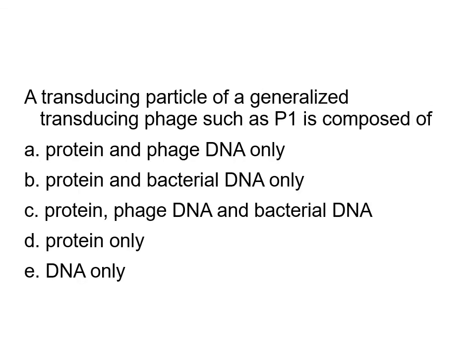A transducing particle of a generalized transducing phage, such as P1, is composed of: protein and phage DNA only, protein and bacterial DNA only, protein, phage DNA and bacterial DNA, protein only, or DNA only. And of course, it's B. It's protein, which is encoded by the virus, and bacterial DNA, which is being carried along to be transduced into a new recipient cell.